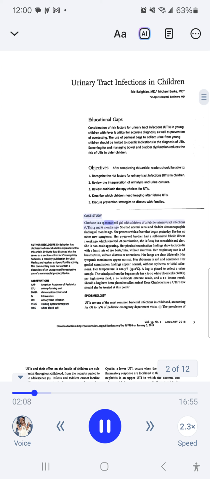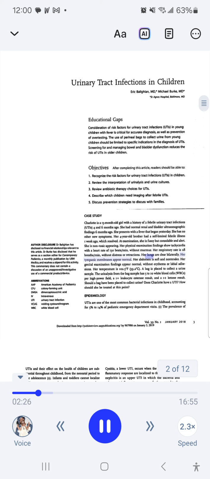Case study: Charlotte is a 13-month-old girl with a history of 2 febrile urinary tract infections, UTIs, 4 and 6 months ago. She had normal renal and bladder ultrasonographic findings 6 months ago. She presents with a fever that began yesterday. She has no other new symptoms. Her 4-year-old brother had a self-limited febrile illness a week ago, which resolved. At examination, she is fussy but consolable and alert. She is non-toxic appearing. Her physical examination findings show tachycardia with a heart rate of 130 beats/minute without murmur. Her respiratory rate is 28 breaths/minute without distress or retractions.